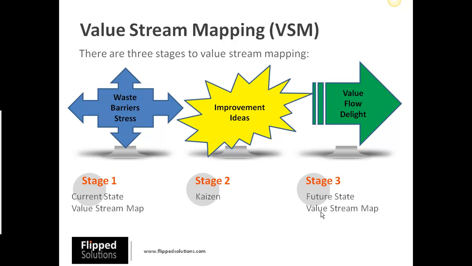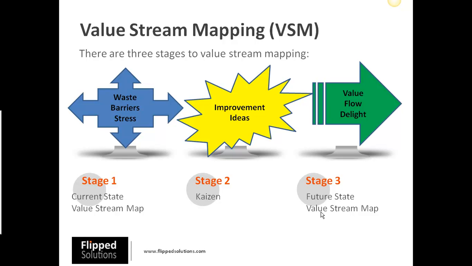Now there are 3 stages to go through when you do value stream mapping. The first one is to create a current state of your value stream. And in this current state, you want to be very honest about laying everything out the way that it really is, including things that aren't so good about a current process, where there may be waste or barriers or stress happening. The second stage to a value stream map is to go through a process called Kaizen.